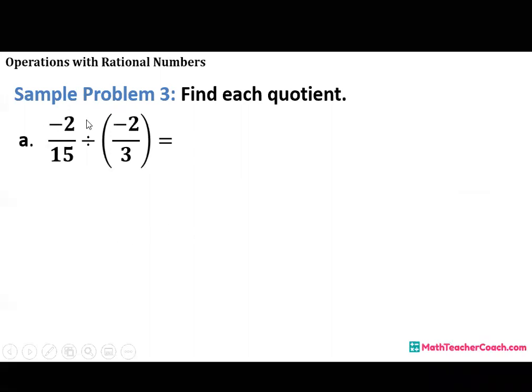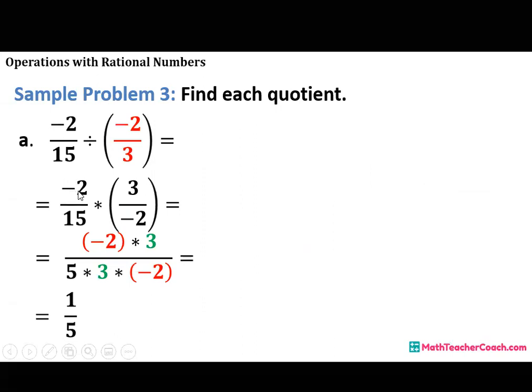The first one is negative 2 over 15 divided by negative 2 over 3. Then we can keep the first number the same, negative 2 over 15, and then divide, we will change it into multiply, and then negative 2 over 3, we are going to flip it. We will find the multiplicative inverse, or the reciprocal, for this one. Then it will be 3 over negative 2.